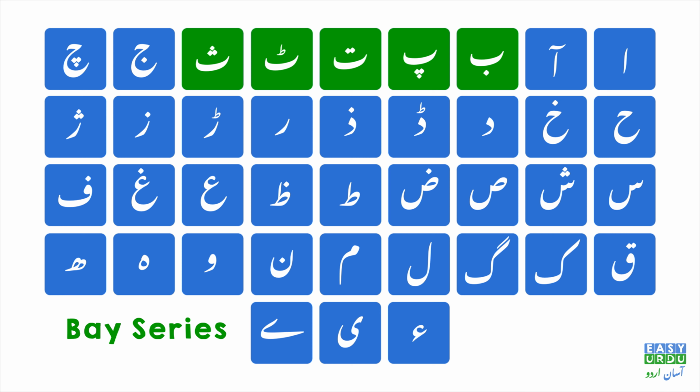This series has 5 letters in it. All these letters have same basic shape with different dot position and symbols. We call this Be series because first letter is Be.